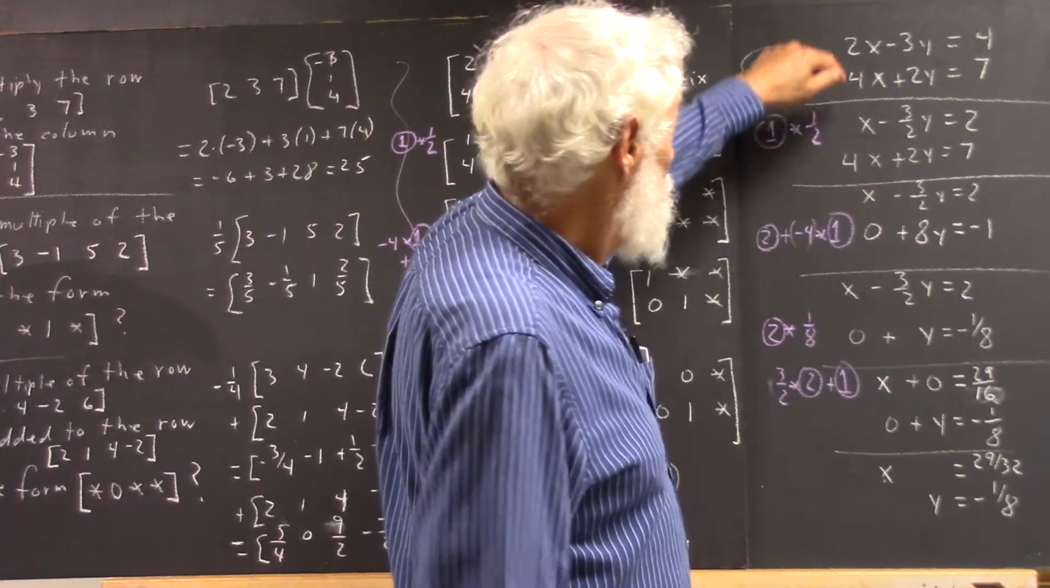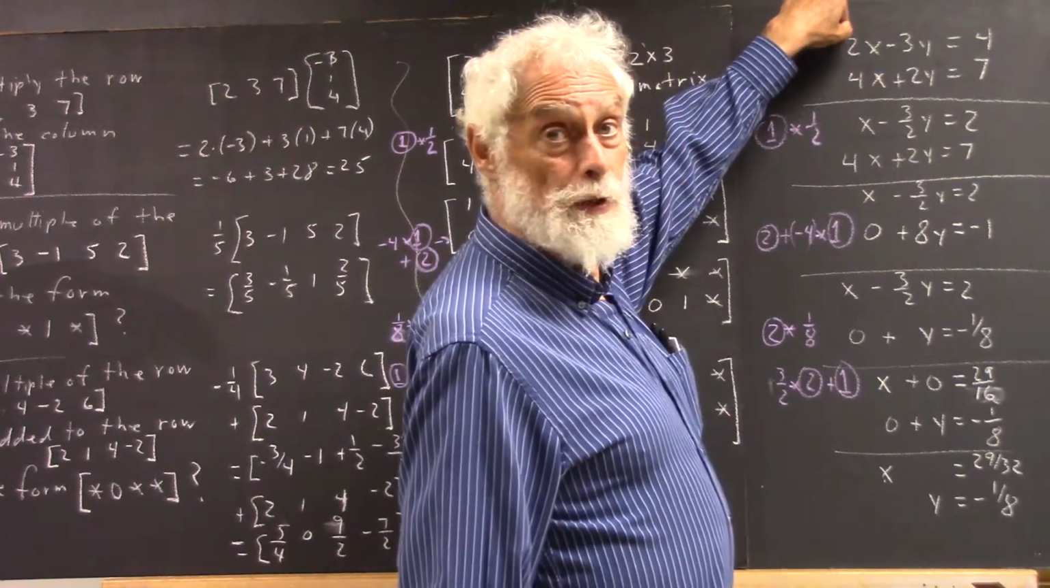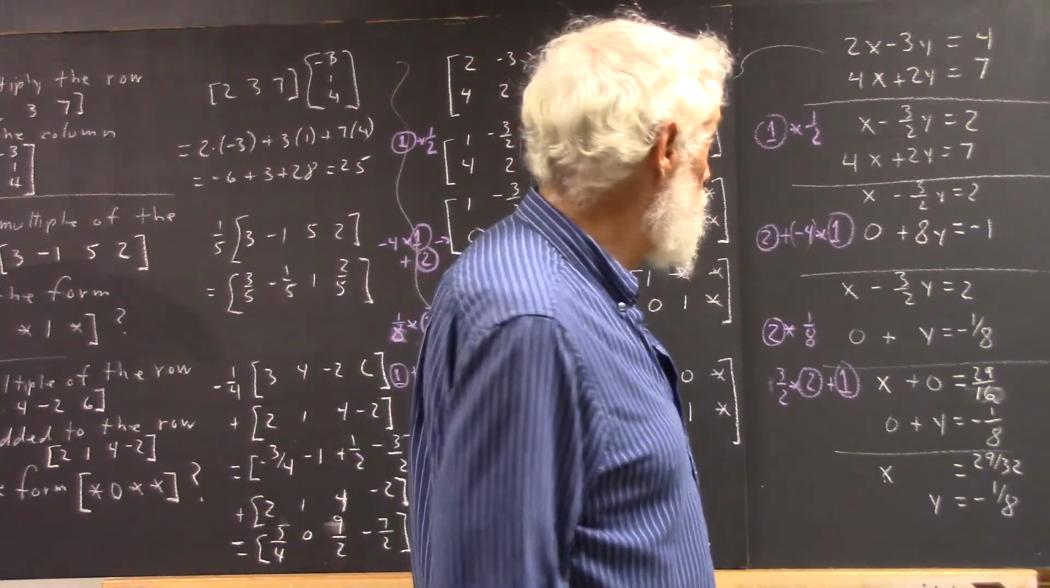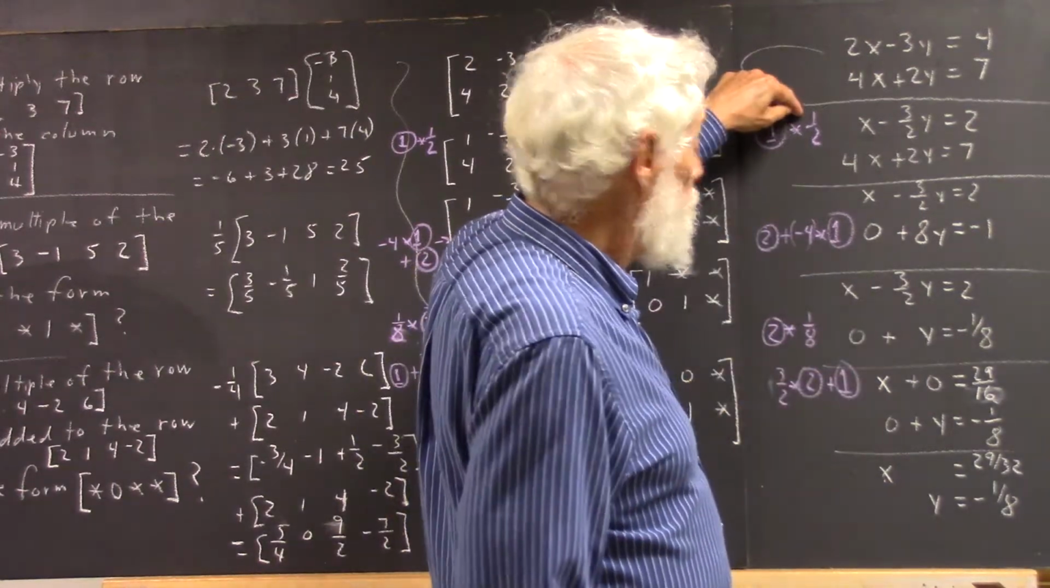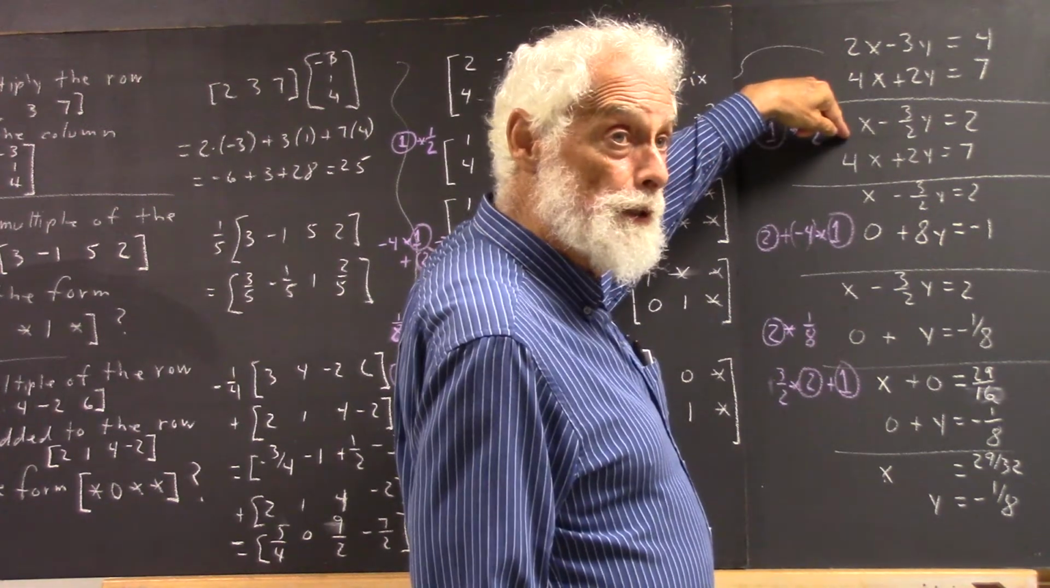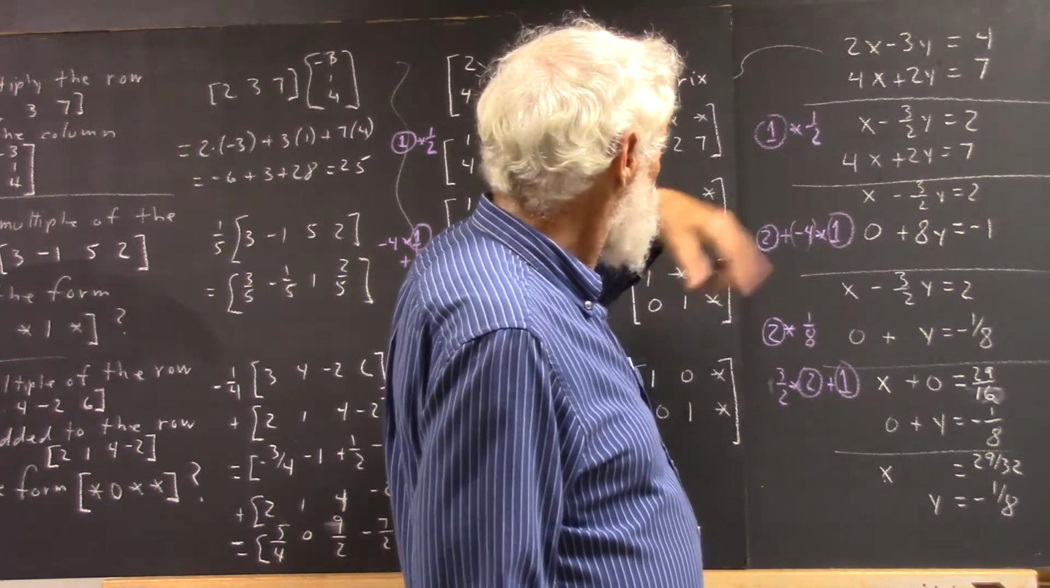Okay, so I'm going to reduce these using the same procedures you just saw. But I'm going to cover this up so that you don't see it in advance. I'm going to take half of the first row because I want this 2x to become an x. Okay, so I do that.